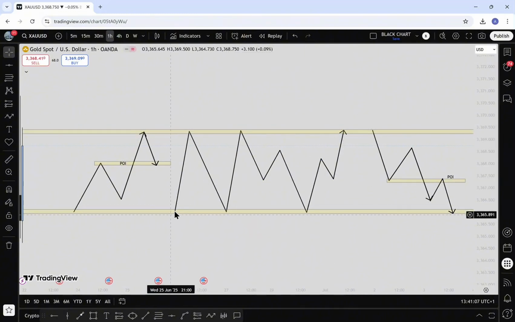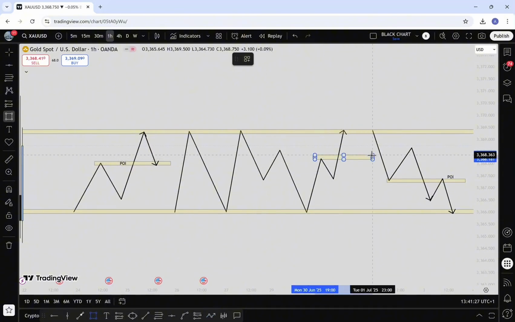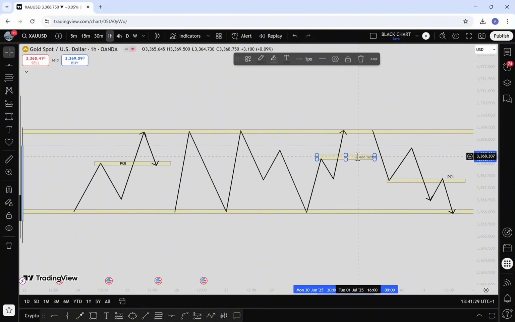Okay, so let's say we have a support here, we have a support here, we have a resistance here, a support, and right now we also have a resistance here. So now, how do you identify your structure in this type of market condition? Right now, this is a resistance currently in the consolidation phase. For me, I don't trade the consolidation phase, right?